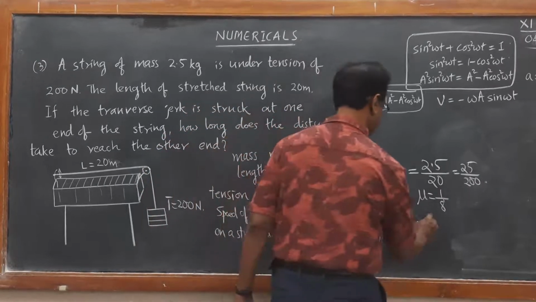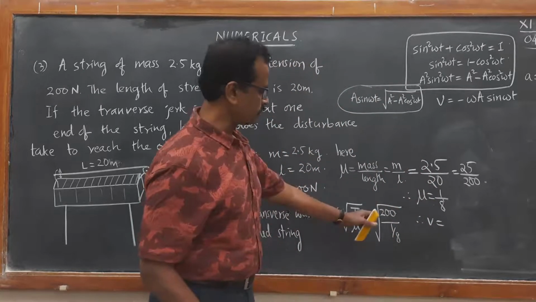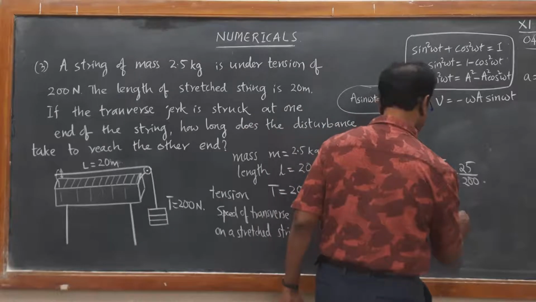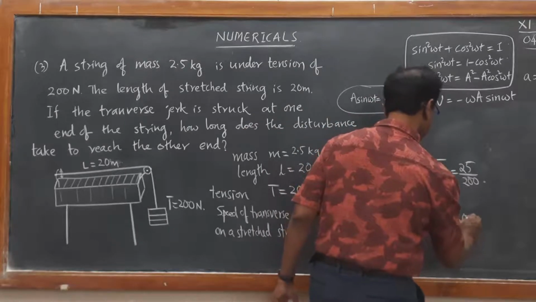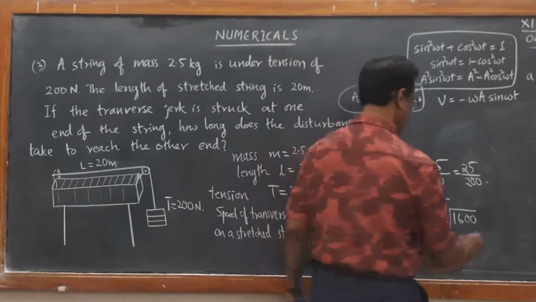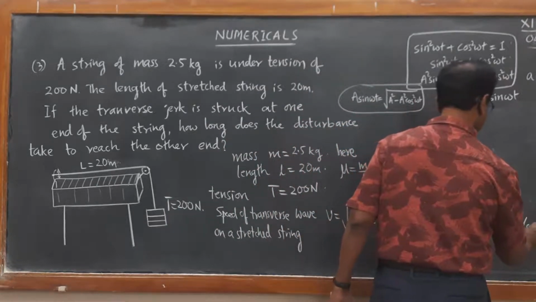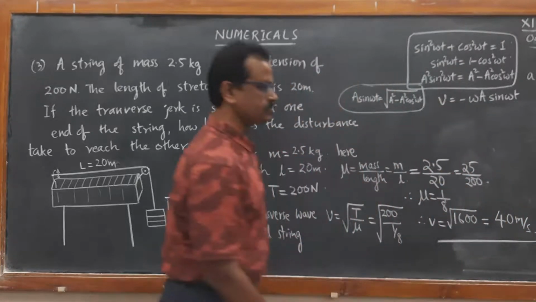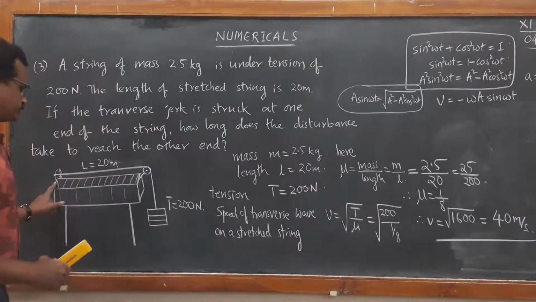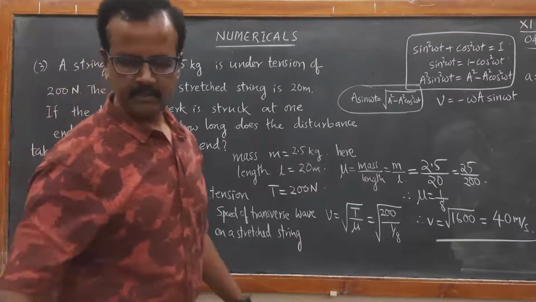Therefore, V is equal to 8 comes to the numerator. It becomes 8 into 200, that is 1600 under root. Therefore, square root of 1600 becomes 40 meter per second. So the speed of the transverse wave through this stretched string is 40 meter per second.